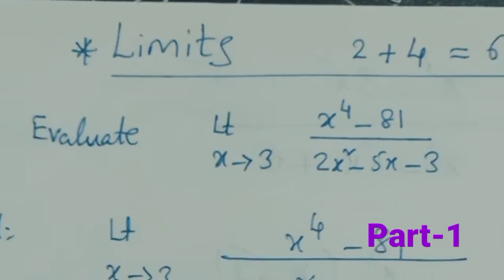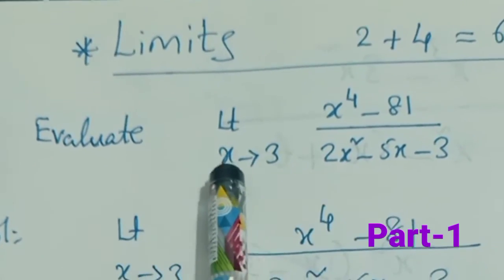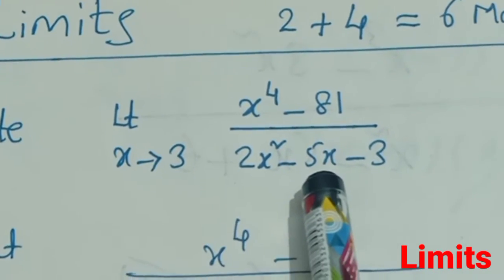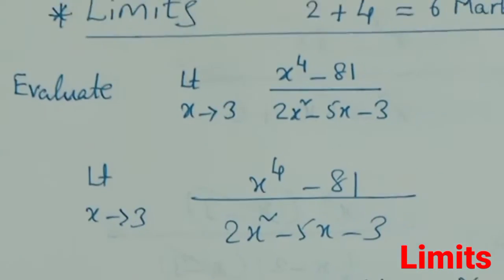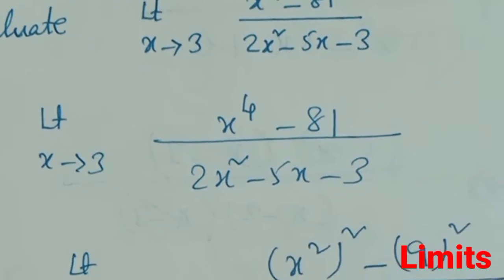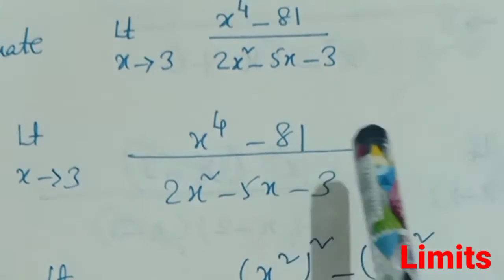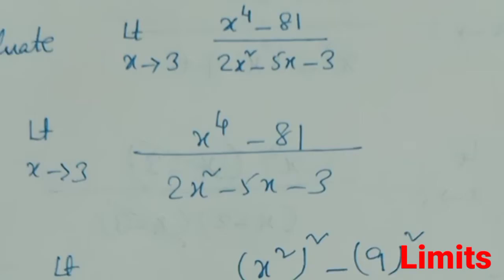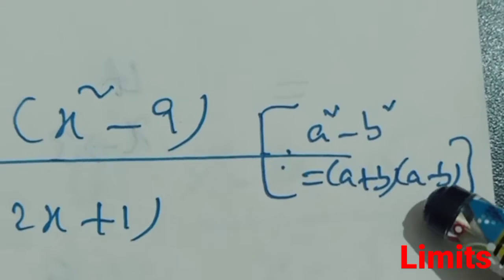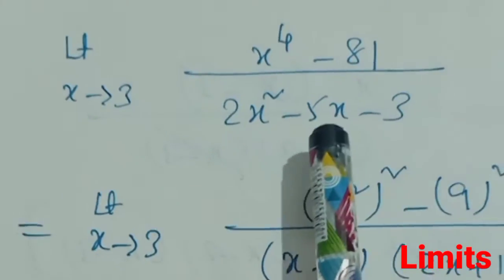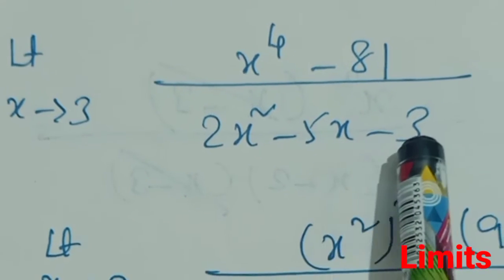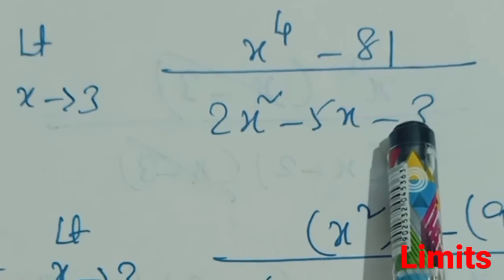Now first, evaluate the limit as x tends to 3 of (x power of 4 minus 81) by (2x square minus 5x minus 3). Here the numerator value is x power of 4 minus 81. We write it as (x square) whole square minus 9 square. So here in the numerator we use a square minus b square, which gives (a plus b) into (a minus b). And here the denominator value is 2x square minus 5x minus 3. It is a quadratic polynomial.